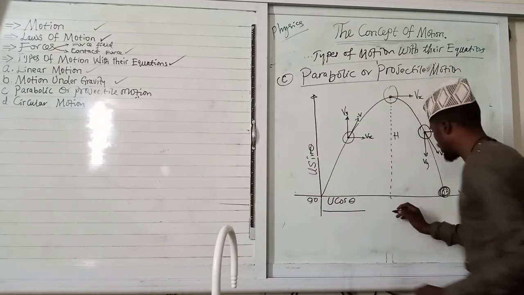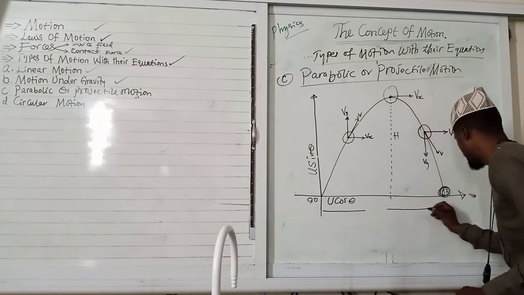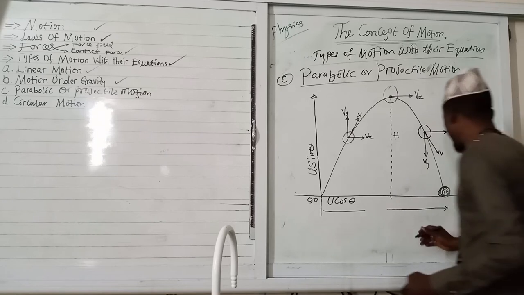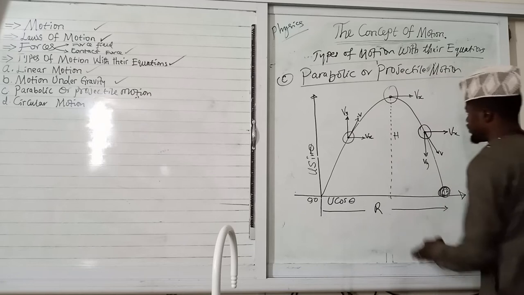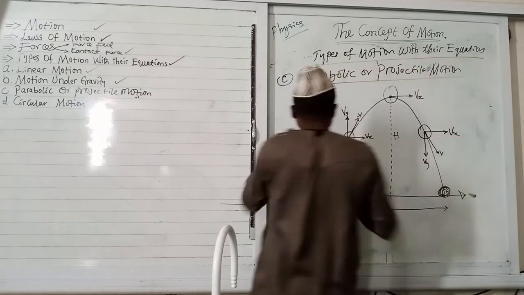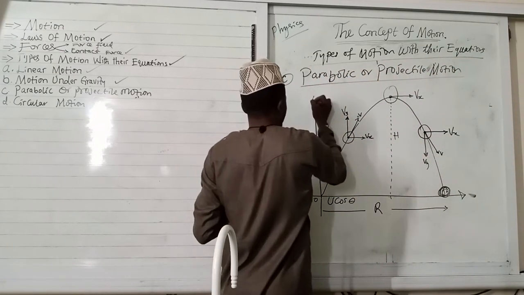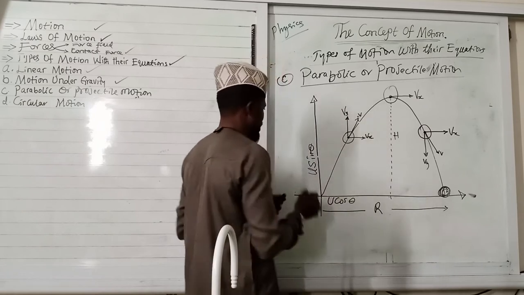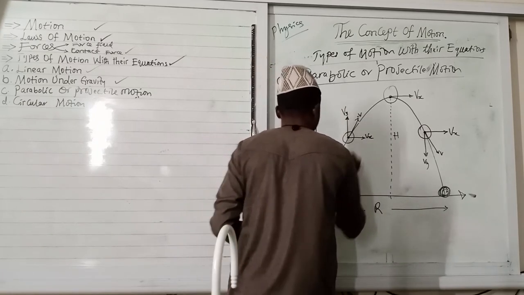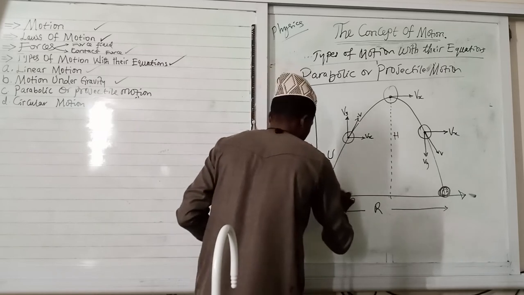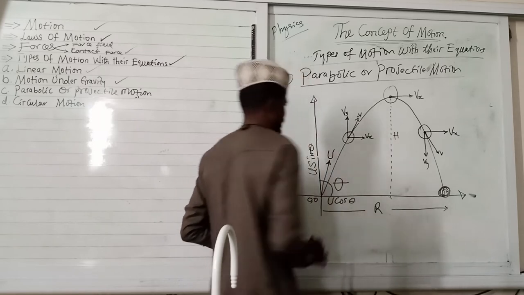So from this point to where it lands, we call it R. Good. Now, I have explained, and then here is our horizontal velocity, and here is the angle of projection, theta.